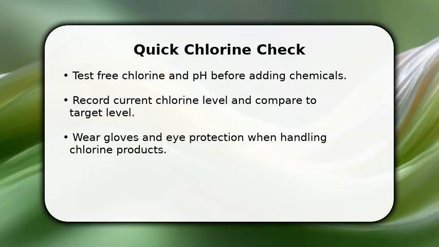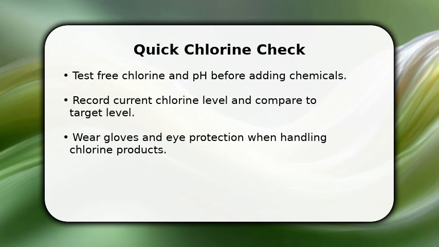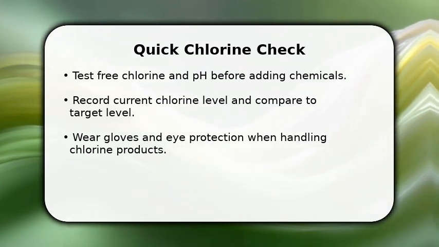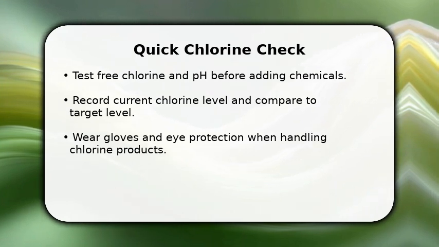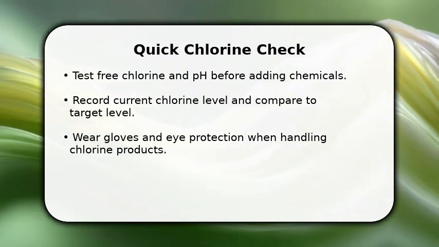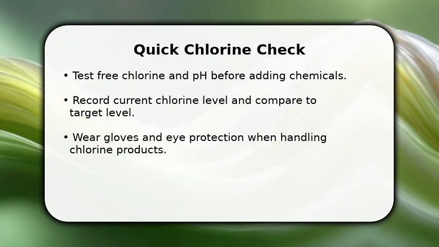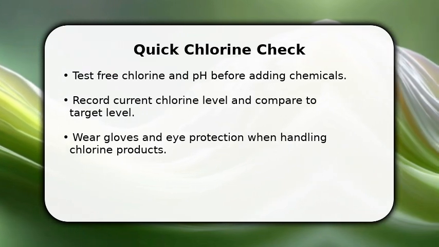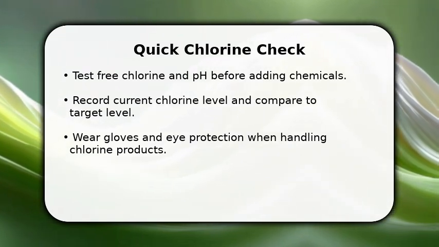Enjoy the video. In this video, I will show how to increase chlorine in pool. Test your water first using a reliable test kit and note free chlorine and pH so you know how much to add. Add small doses of stabilized chlorine granules, allow circulation, then retest after 1 hour to avoid overchlorination.